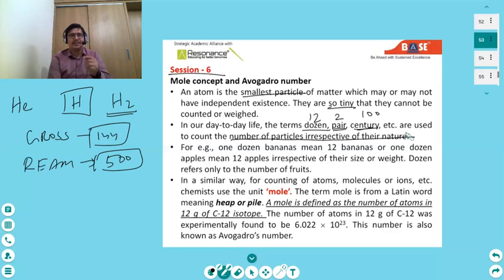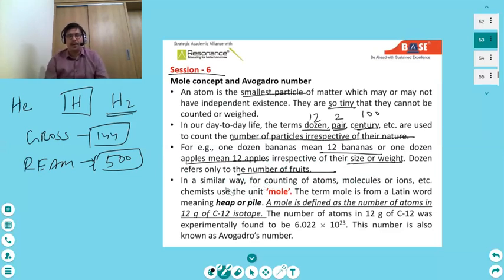So basically these terms like dozen, pair, century, gross, and ream are a representative of a quantity. For example, 1 dozen banana means 12 banana, or 1 dozen apple means 12 apple, irrespective of the size and the weight and the properties. It doesn't refer to the nature of the fruit or any other substance you are measuring. It is just a quantity, not quality at all.